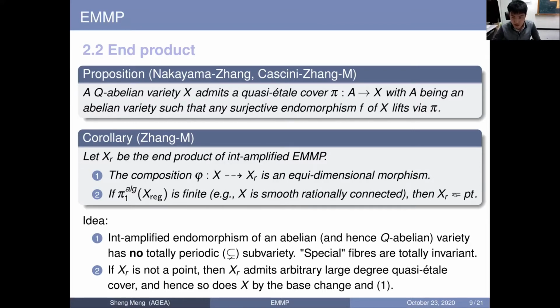For the second, if the end product is not a point, then it is a positive dimensional Q-abelian variety, so it admits an arbitrary large degree Galois étale cover. And hence, by taking the base change, and because it is equidimensional, the base change induces an arbitrary large degree étale cover, which implies that the algebraic fundamental group here is not finite. Okay.